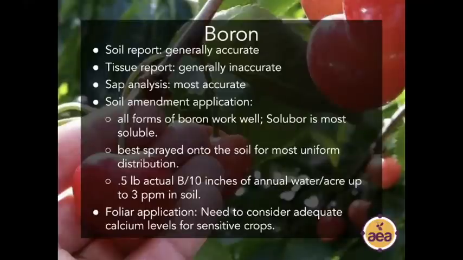So all the various different forms of boron work well. This is not one of the elements where we have to be concerned about different oxidation states. Solubor, or disodium octaborate tetrahydrate, has different brand names, different trade names, but it is the most soluble, with 20.5% boron content. It's the easiest to dissolve and to apply. The form of boron that plants absorb the most easily is boric acid, and it is also the easiest one to produce toxic effects with boron.